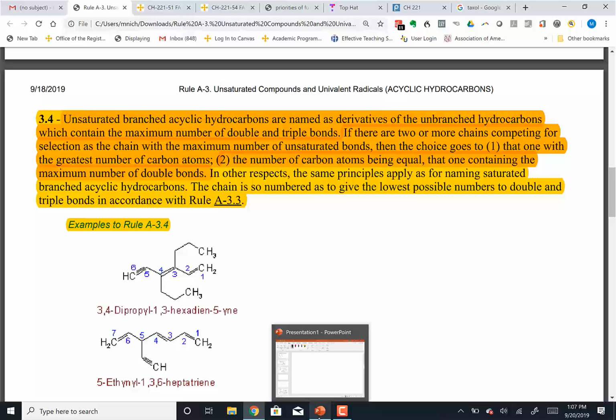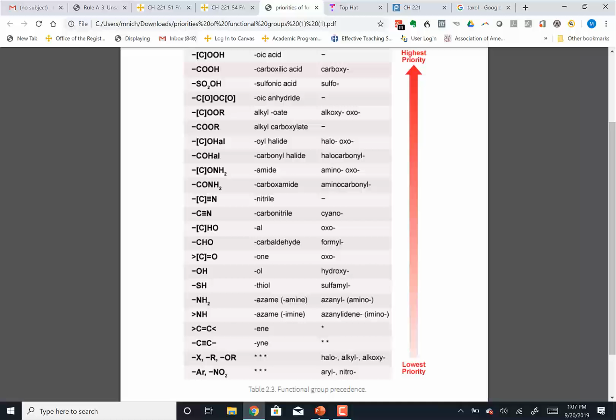So we're numbering from the end closest to either the triple or double bond, whichever one is close. And if there's a tie, the double bond gets priority. If there's still a tie, like between two double bonds, then it's a question of first encountered substituent. If there's a tie there, alphabetizing the substituents. Okay. So that's where that stands. The book is correct, so the system they use is correct. The yne comes last.